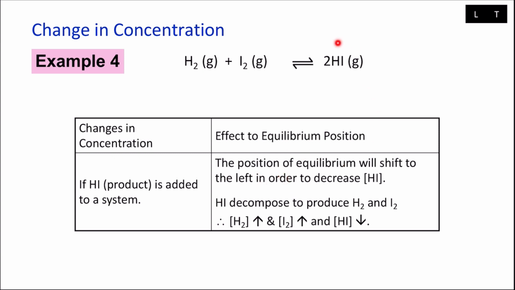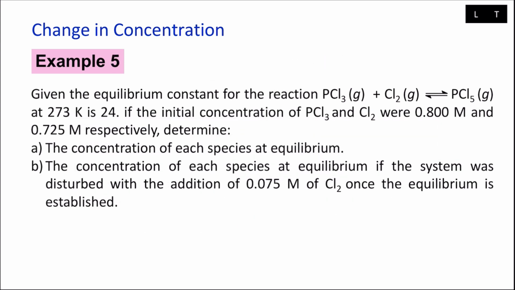Awak boleh nampak position product di bahagian sini. Apabila concentration of HI increases, it will shift the equilibrium to the left, so that awak boleh hasilkan lebih banyak reactant. So itu adalah contoh di mana kita ada several cases based on different reaction. Now we focus with the last example for change in concentration.